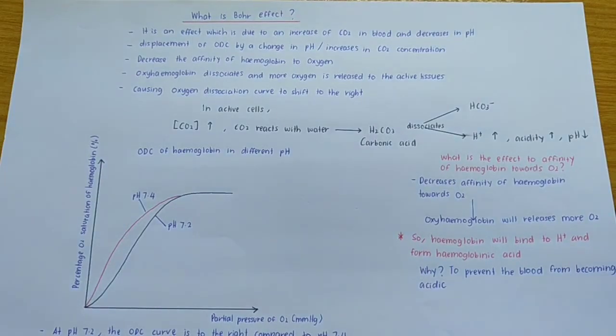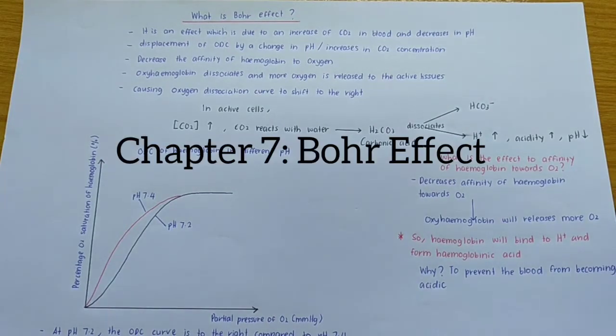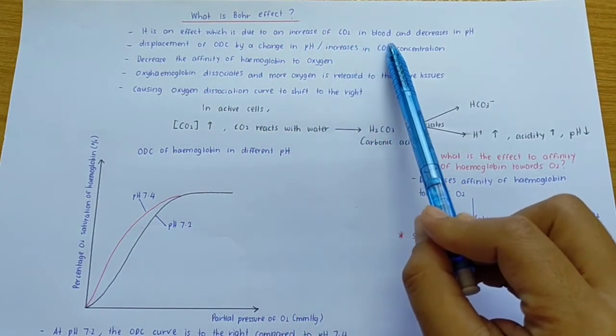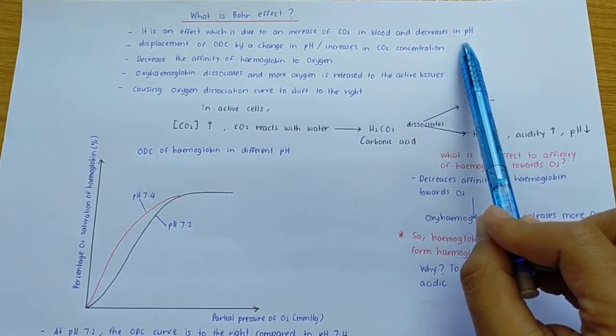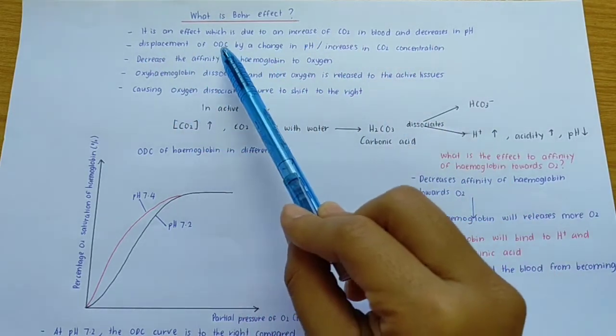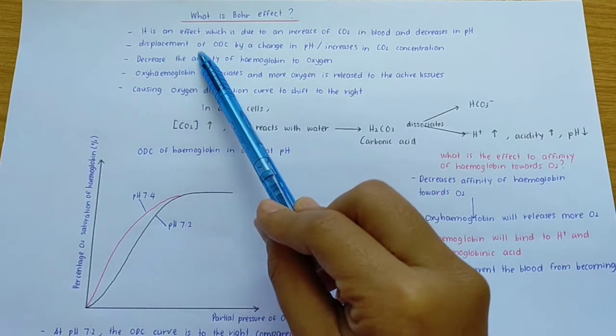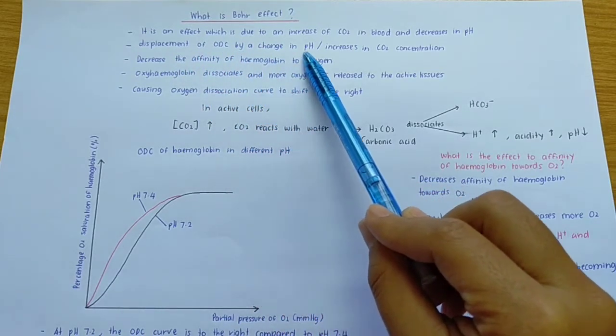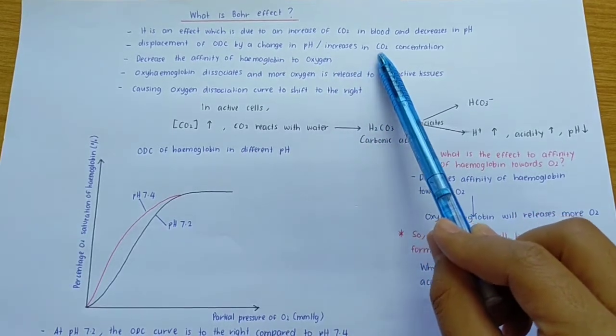Okay, so now we look at what is Bohr effect. So actually, what is Bohr effect? It is an effect which is due to an increase of carbon dioxide in blood and decrease in pH. So what happens if Bohr effect occurs? There is a displacement of oxygen dissociation curve by a change in pH or increase in carbon dioxide.